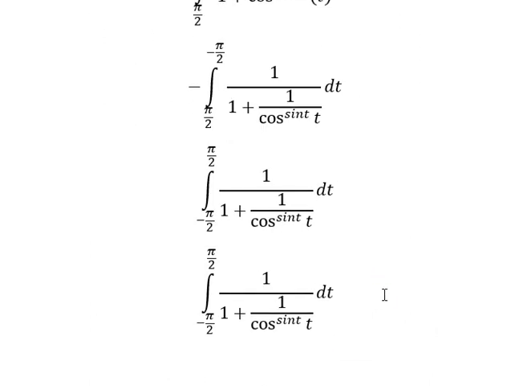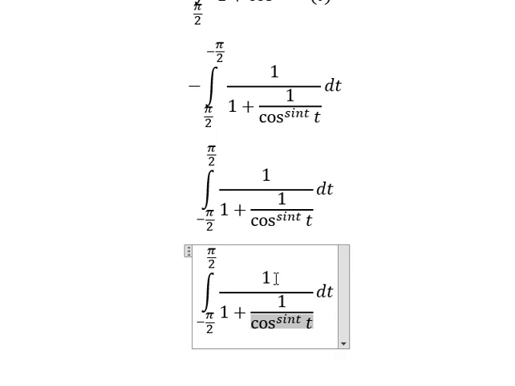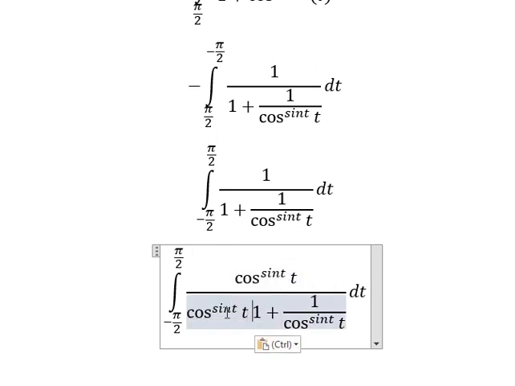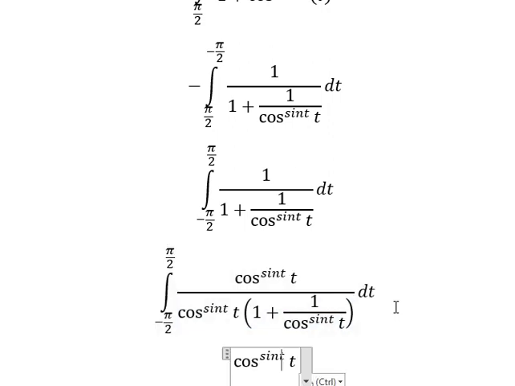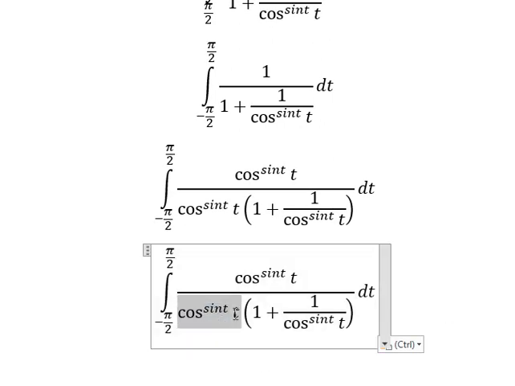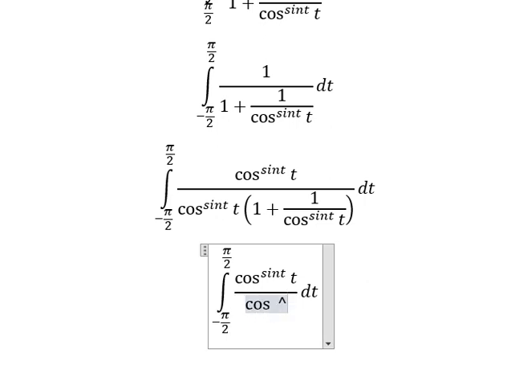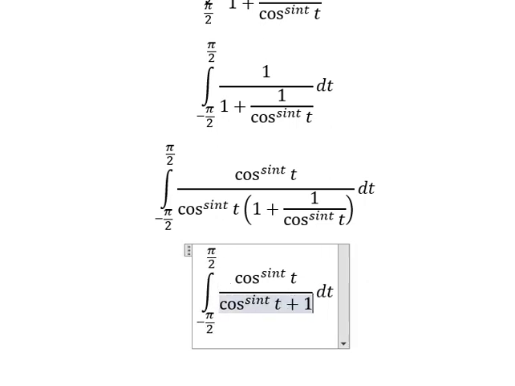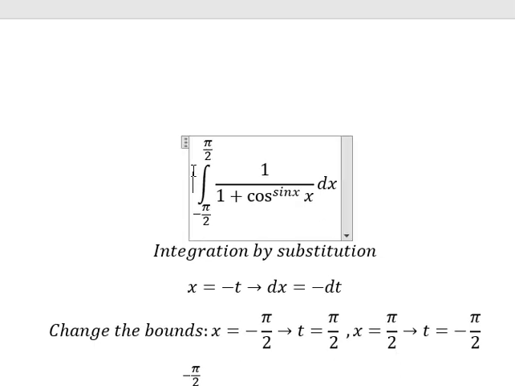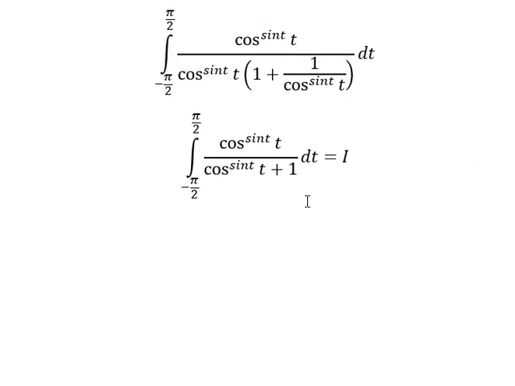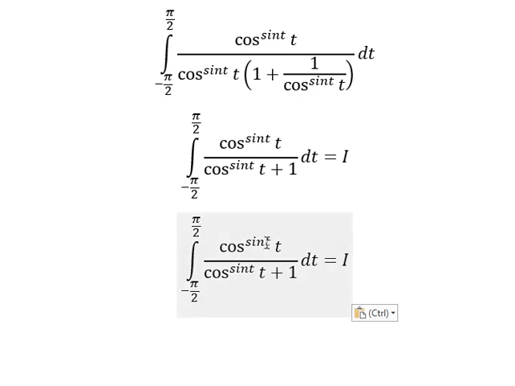Next, we can do it like this. So we have this one multiplied by this one, and we have it like this. Next, I will call this one capital I. This one is also capital I. And now we change t back into s.